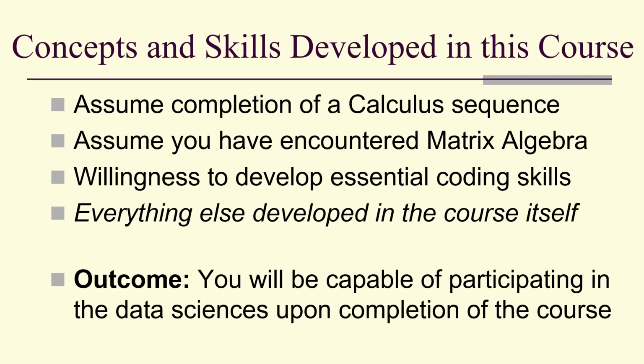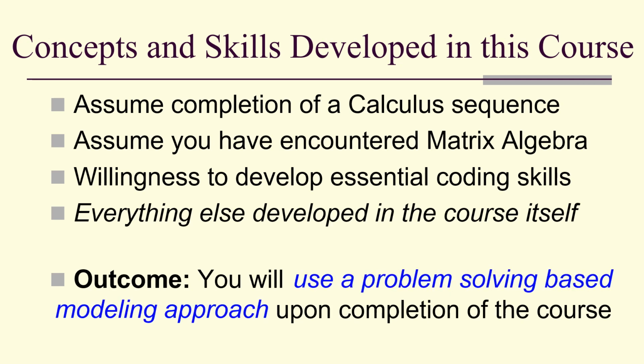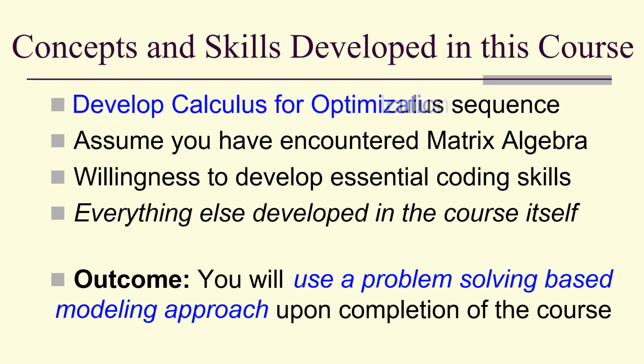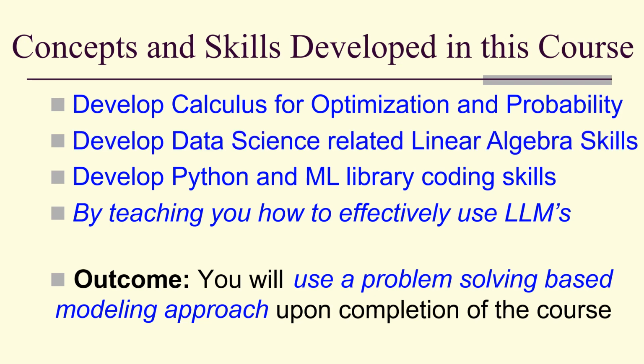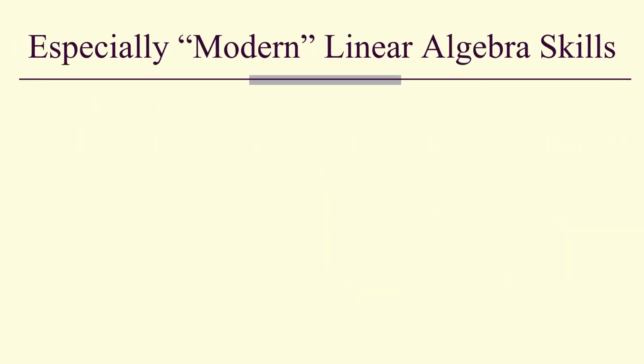Now, concepts and skills developed in this course. First off, you're going to learn to use a problem-solving based modeling approach. You're going to develop calculus for optimization and probability. You're going to develop Python and machine learning library coding skills by teaching you how to effectively use large language models. And we're going to develop data science related linear algebra skills as well, especially modern linear algebra skills.